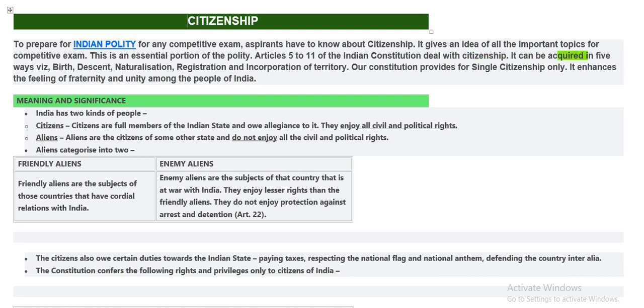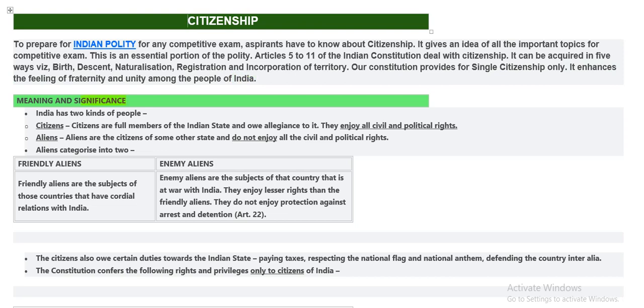It can be acquired in 5 ways, viz., birth, descent, naturalization, registration and incorporation of territory. Our Constitution provides for single citizenship only. It enhances the feeling of fraternity and unity among the people of India.